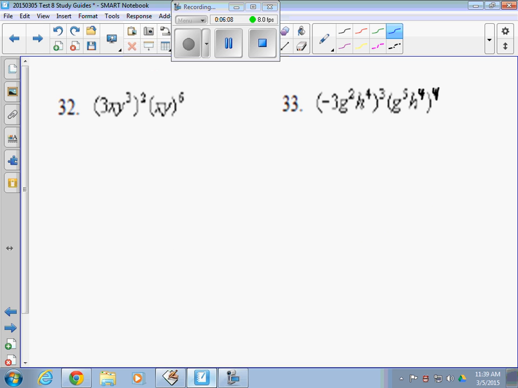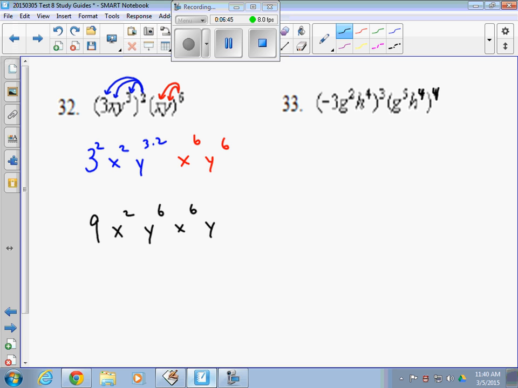3xy to the 3rd squared times xy to the 6th. The 2 is going to the 3, so 3 squared. It's going to the x squared, and y to the 3rd squared is y to the 3 times 2. The other one, you're going to give the 6th power to both of these, x to the 6th and y to the 6th. So simplify this. 3 squared we know is 9, x squared, y to the 3 times 2 is y to the 6th, x to the 6th, y to the 6th.